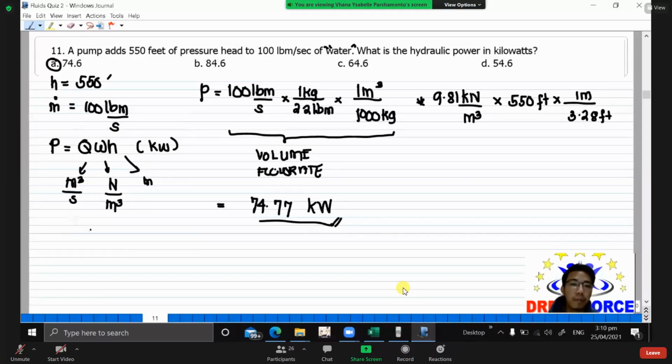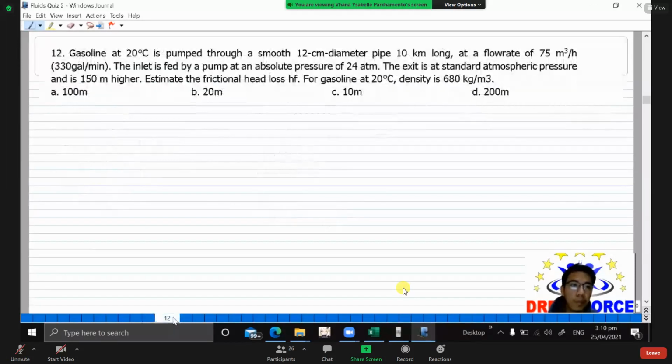Okay, next number 12. Gasoline at 20 degrees Celsius is pumped through a smooth 12 centimeter diameter pipe 10 kilometers long at a flow rate of 75 cubic meters per hour. The inlet is fed by a pump at an absolute pressure of 24 atm. The exit is at standard atmospheric pressure and is 150 meters higher. So estimate the frictional head loss HF, and given for gasoline at 20 degrees Celsius, its density is 680 kilograms per cubic meter.